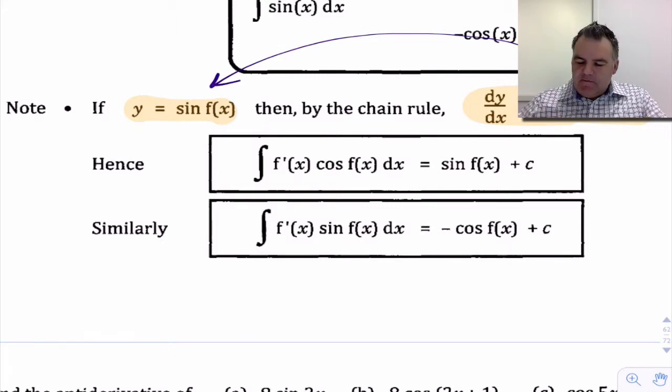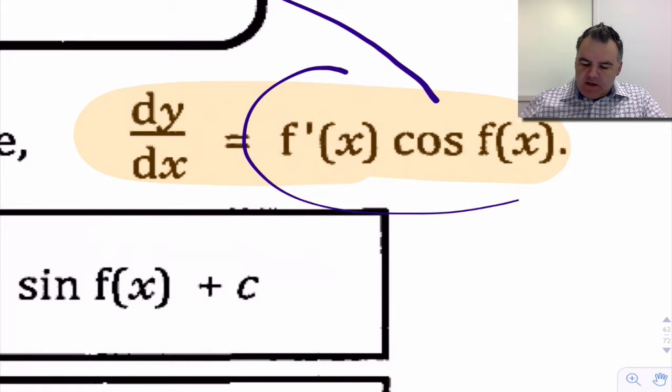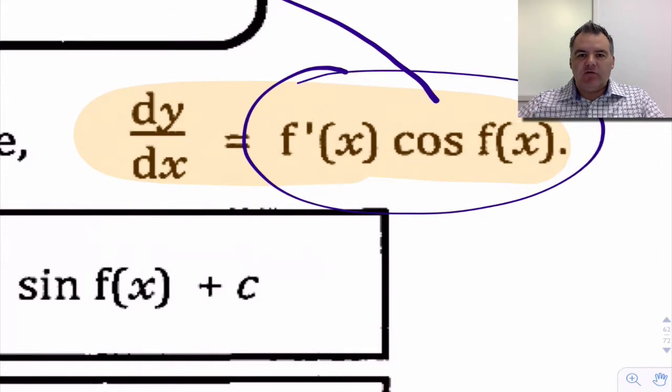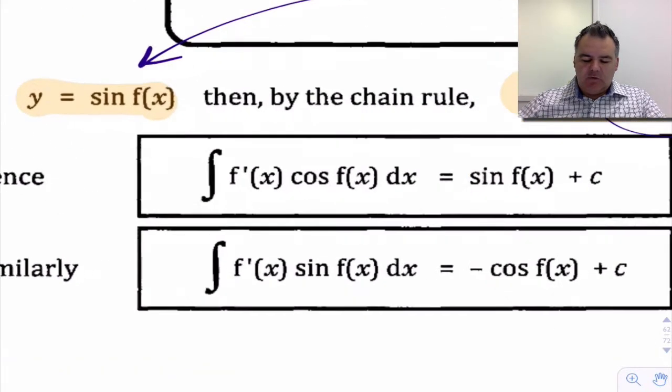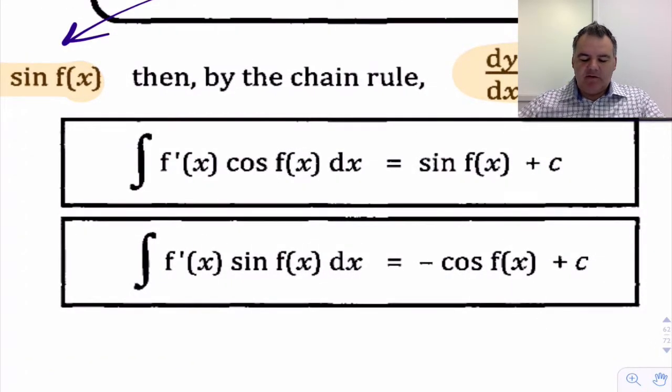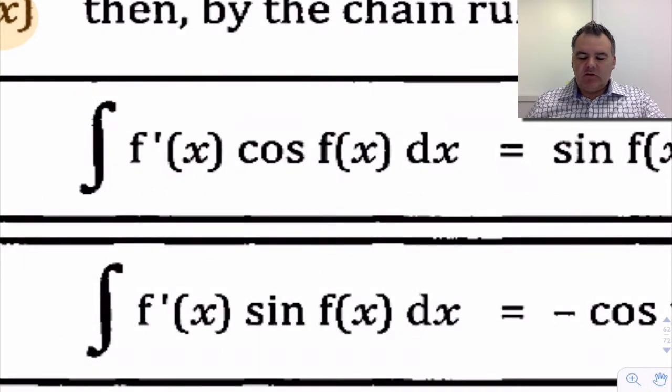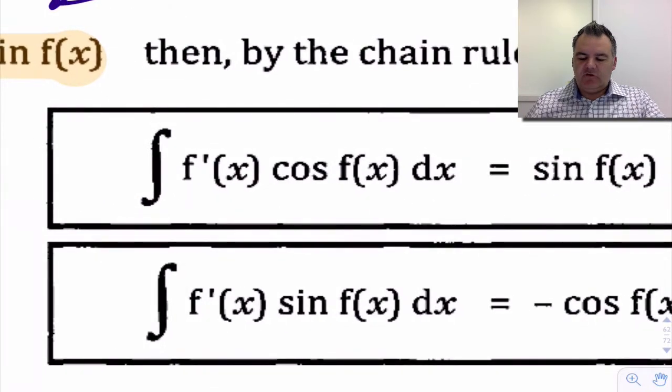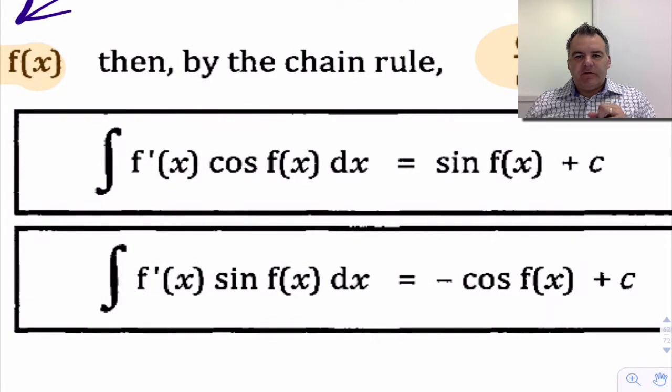So if we have functions that are in this form here, I know straight away that the integral is just going to be sine f of x. Okay, working backwards, the fundamental theorem of calculus here. And that's what this step here. If we have something in this form, f dash x cos f of x, then the integral is just sine f of x.